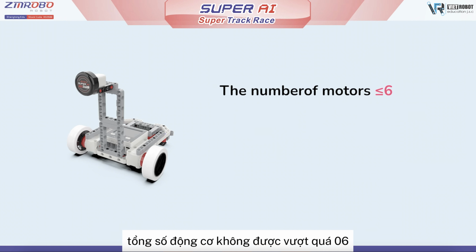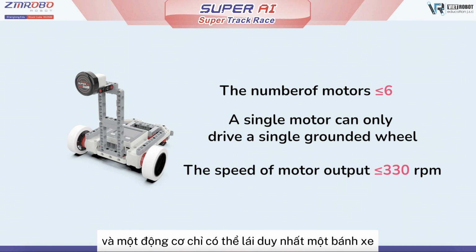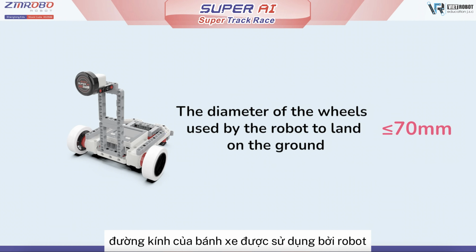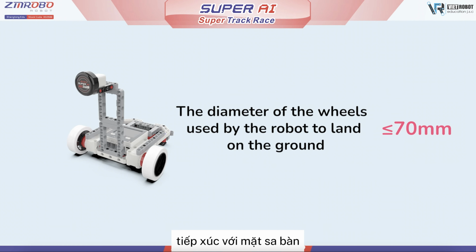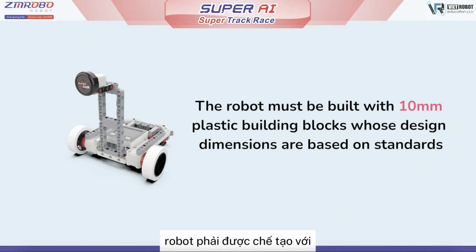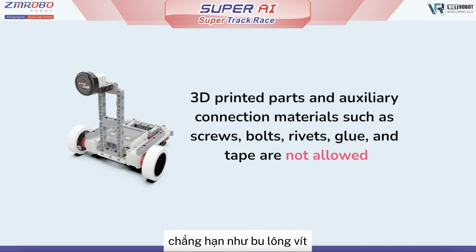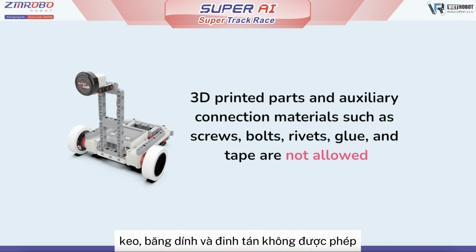The total number of motors must not exceed 6, and a single motor can only drive a single grounded wheel. The motor output speed shall not be higher than 330 RPM. The diameter of the wheels used by the robot to land on the ground must not be larger than 70 mm. The robot must be built with 10 mm plastic building blocks whose design dimensions are based on standards. 3D printed parts and auxiliary connection materials such as screws, bolts, rivets, glue, and tape are not allowed.